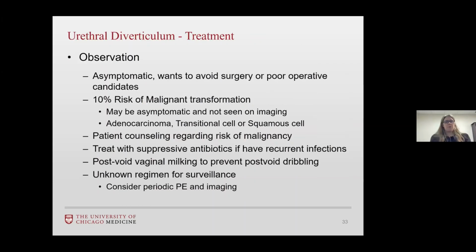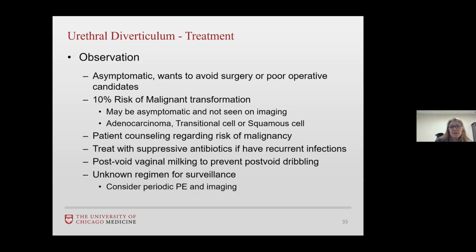So treatment for urethral diverticulums, if they're asymptomatic and they want to avoid surgery or are poor operative candidates, the big thing is counseling. There is about a 10% risk of malignant transformation. These malignancies can be asymptomatic and not seen on imaging. The types of cancer can be adenocarcinoma, transitional, or squamous cell. And the big thing, again, is just counseling about that risk of malignancy.